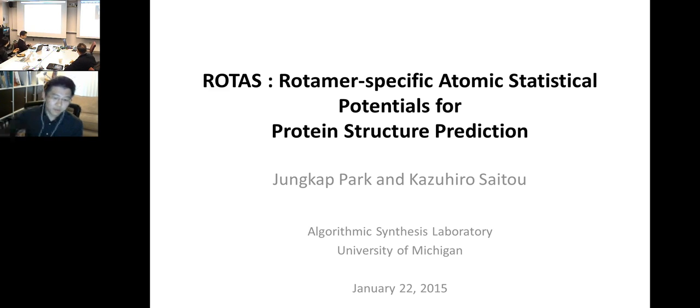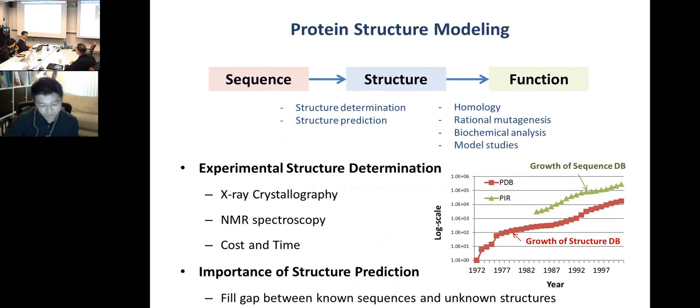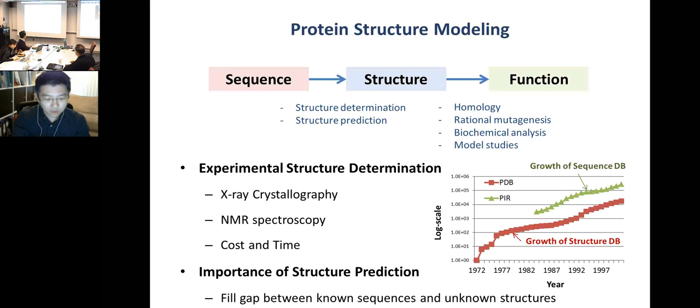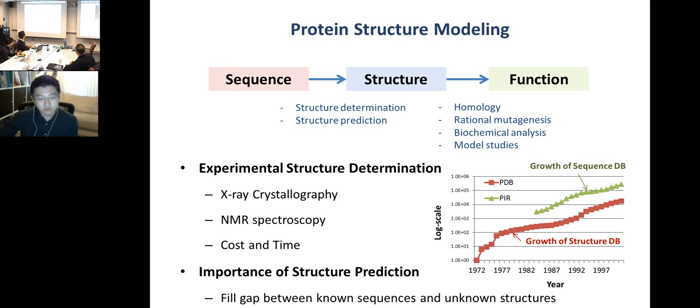So let me start from very basic. The function of a protein is usually implied by their structures. However, due to the time and cost of experimental methods such as X-ray crystallography or NMR spectrometry, a huge amount of protein structure has not been solved yet. So as a complementary strategy, computational methods aiming at protein structure prediction from sequence have been developed.